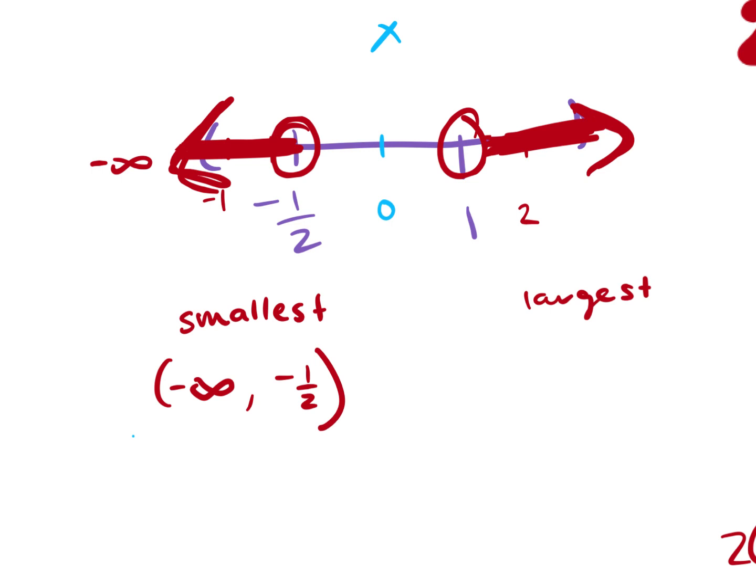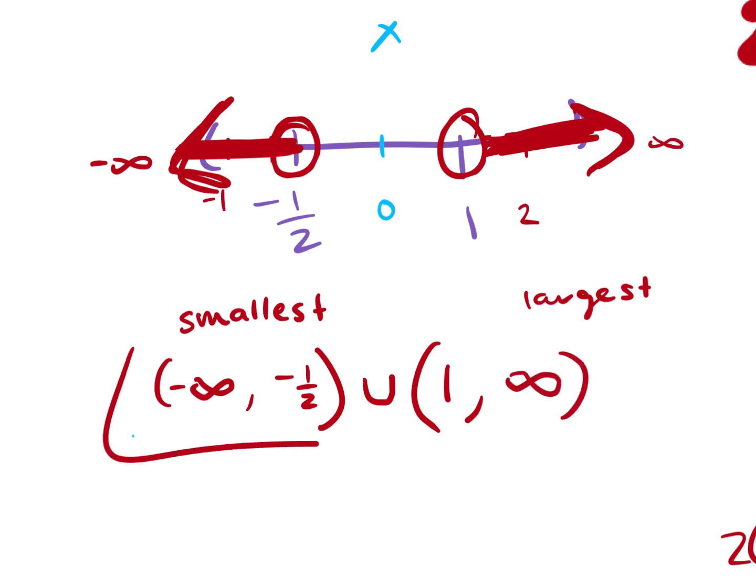We have a gap in our graph, so I have to do this part on the left first. We put a union in the middle, a U, to connect the next part. What value does my graph start up again at? 1. So it goes from 1, and then it points in the right direction. So what does our graph go to? Infinity. So this would be our interval notation.